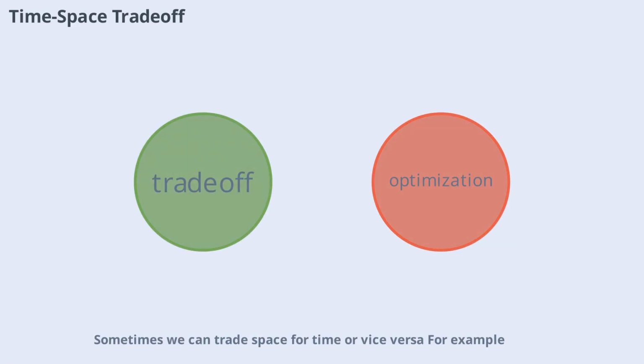Sometimes we can trade space for time or vice versa. For example, storing extra data can speed up processing, but it uses more memory. Conversely, saving space might slow down operations. The right balance depends on the problem and available resources.